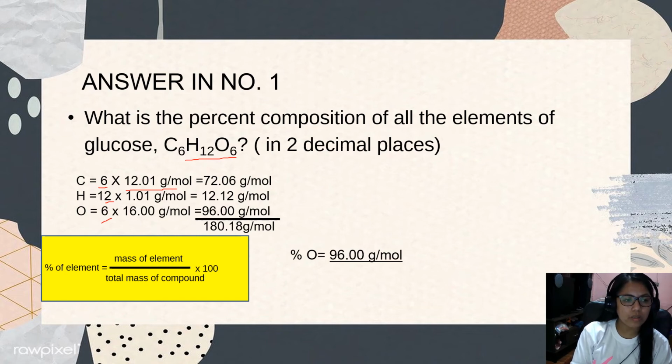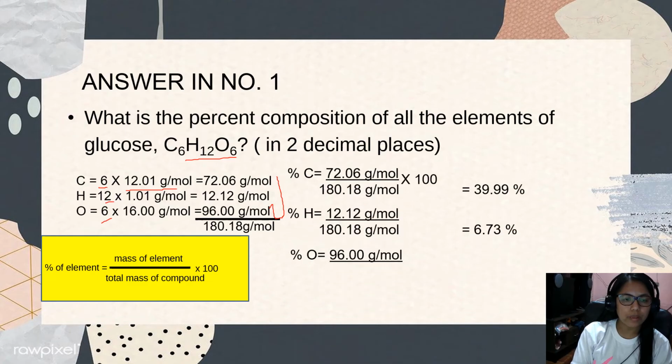Hydrogen, 12 multiplied by 1.01 gram per mole, is equal to 12.12. Oxygen, 6 multiplied by 16, is equal to 96 gram per mole. Then after that, add all of these products. So the answer is 180 gram per mole. Okay? So now, we're going to apply the formula.